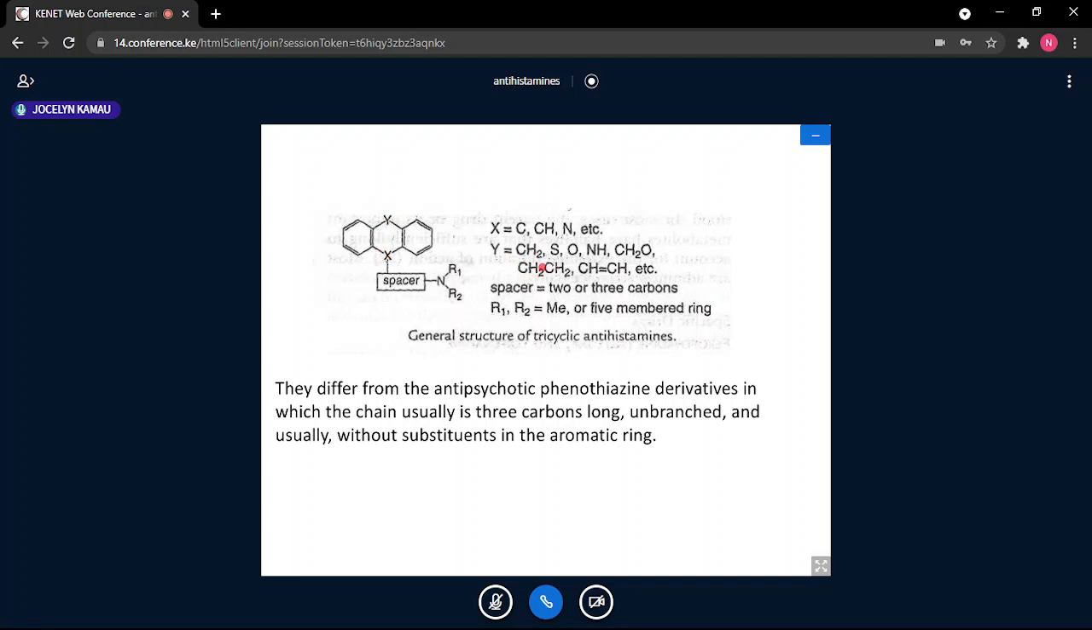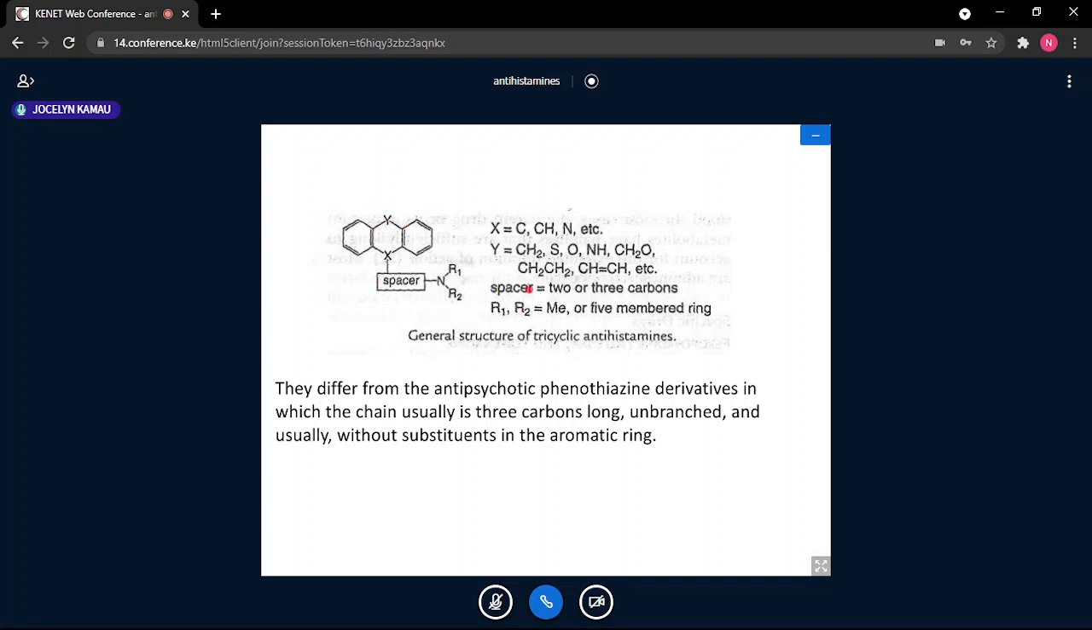a carbon, then we can have, when this is either a carbon or a CH, then we can have examples of drugs like cyproheptadine, and these drugs are actually having antihistamine activity. So it can be a CH2 or CH double bond CH. So Y can be a CH2, Y can be a CH double bond CH, and those drugs have been found to have antihistamine activity.